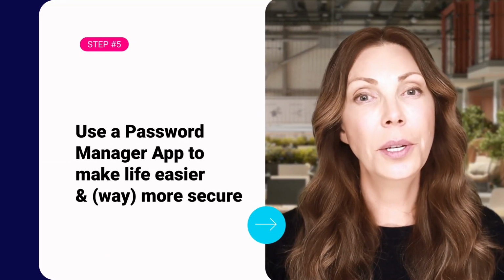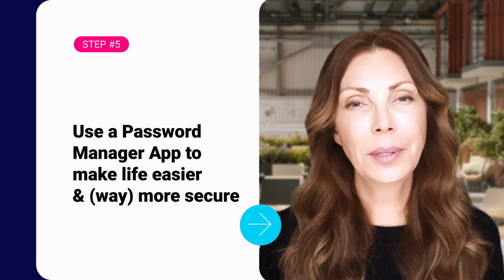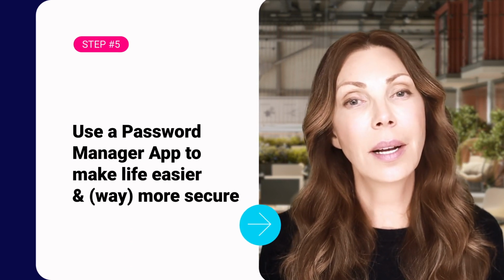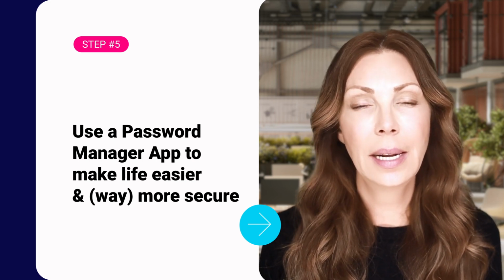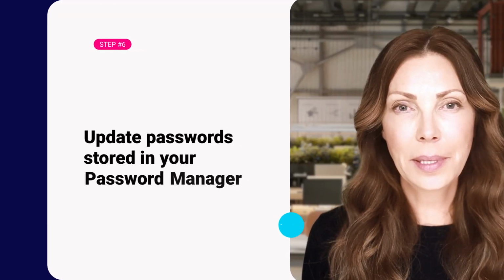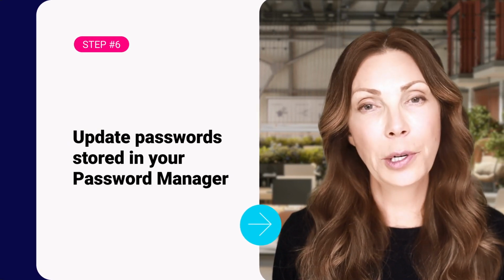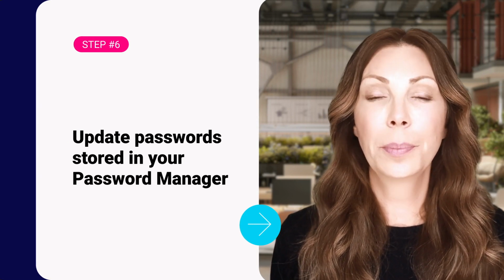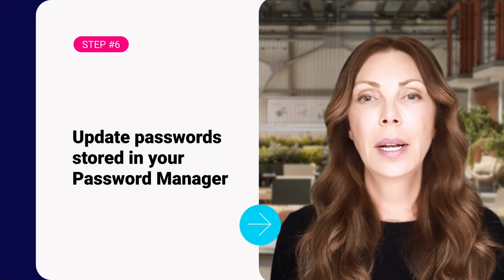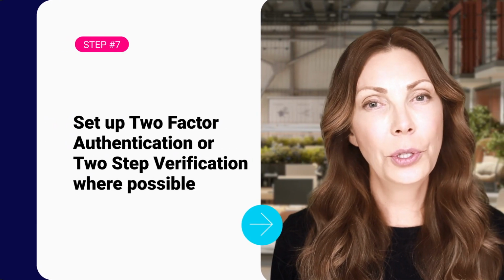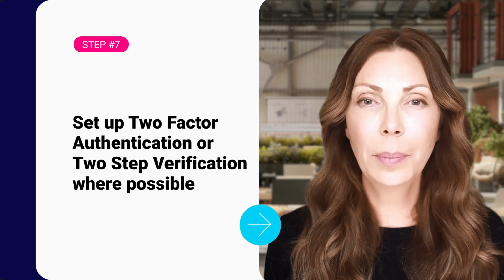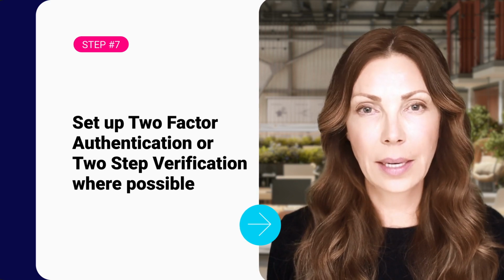Step 5, use a password manager app. Just make your life easier and more secure by using a password manager. I've included a list of the password managers we recommend in the show notes. Step 6, update passwords stored in your password manager. Take a moment to update them with randomly generated passwords, preferably using a password manager. That'll make the process so much simpler. Step 7, set up two-factor authentication on all accounts that have this feature. It may sound complicated, but it's pretty simple with a little bit of practice.